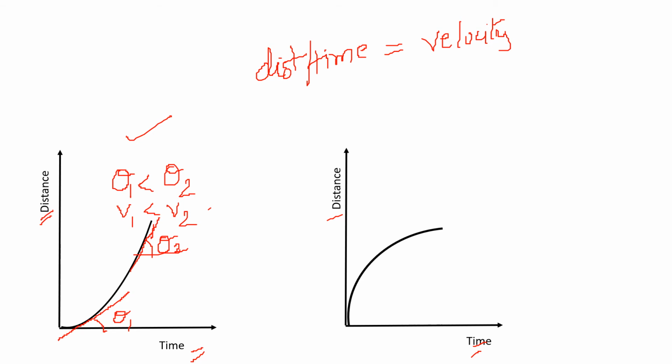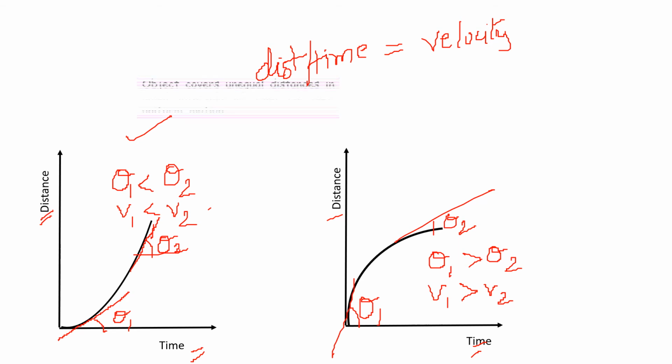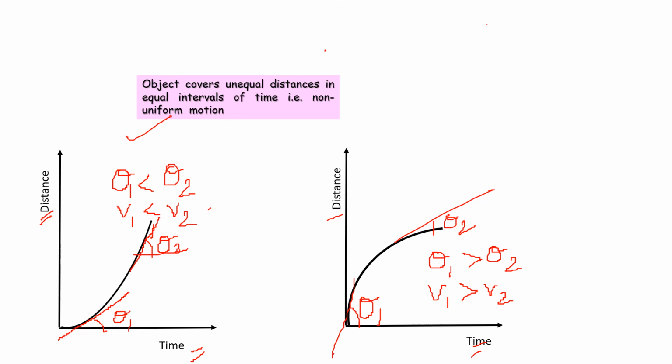Similarly here, if you draw a tangent to this, say here if we draw a tangent, this is theta 1, and if you draw a tangent here, this is theta 2. So here clearly theta 1 is greater than theta 2, and these are the slopes. So v1 is greater than v2. So here we say now velocity is decreasing with time, right? So all this information you can get from the graph. So here object covers unequal distances in equal intervals of time, and it is non-uniform motion.